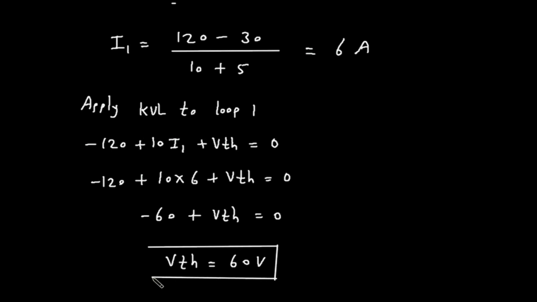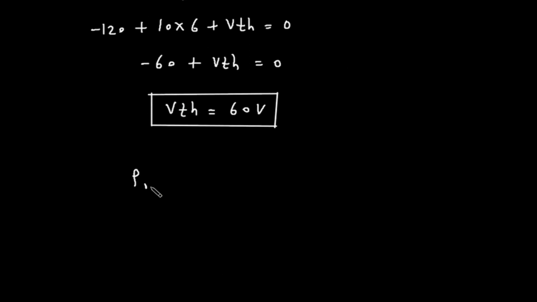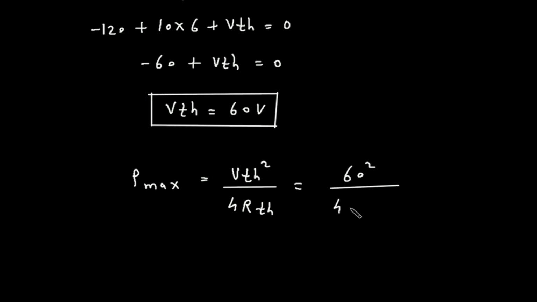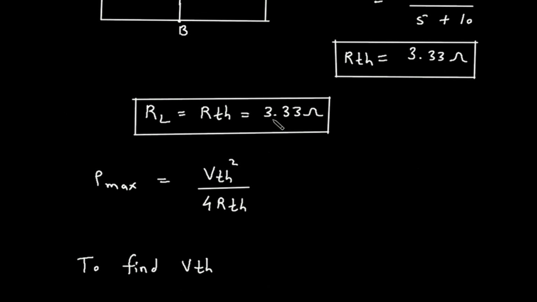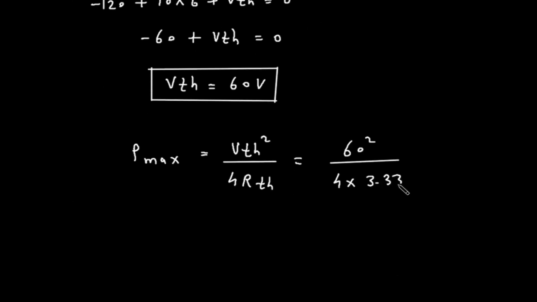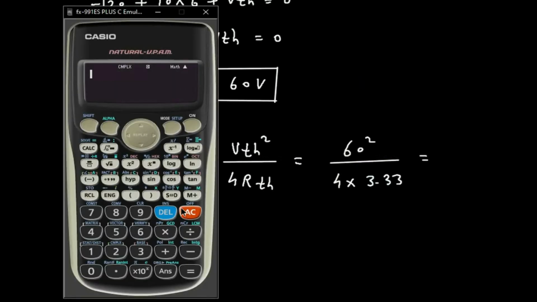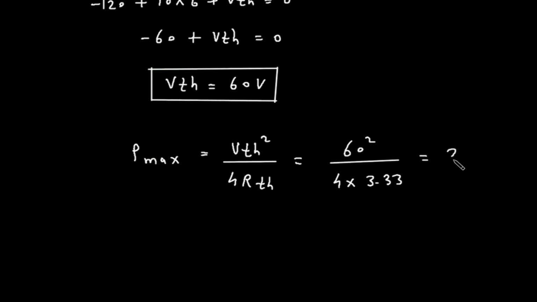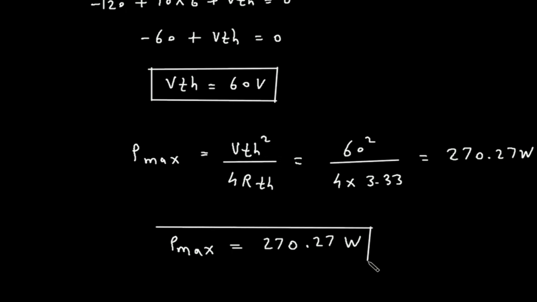Now we have the value of VTH and RTH. So from this we can find the value for P max. P max is equal to VTH square divided by 4 RTH. VTH is 60, square, divided by 4 into RTH. The value for RTH is 3.33 ohm. So this will be 60 square divided by 4 into 3.33. So it is 270.27. The unit for power is watt. So therefore P max is equal to 270.27 watt. So this is the final answer.